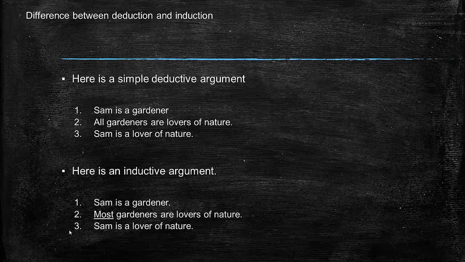Well, here's an inductive argument. Same subject matter. Sam is a gardener. Not all, but most gardeners are lovers of nature. Therefore, Sam is a lover of nature. Now, it's easy to see that in this argument, it seems very likely that Sam is a lover of nature, but you can also see that it's possible that he's not, since it only says that most gardeners are lovers of nature, not that all of them are. So Sam might be one of those few gardeners who is not a lover of nature.